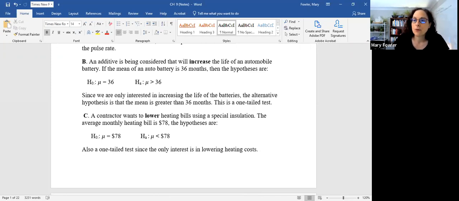And so the alternative hypothesis in this situation needs to be determined by the keyword lower, so it's less than. The alternative hypothesis is that mu is less than 78. This is also a one-tailed test, since the only interest is in lowering the heating costs.